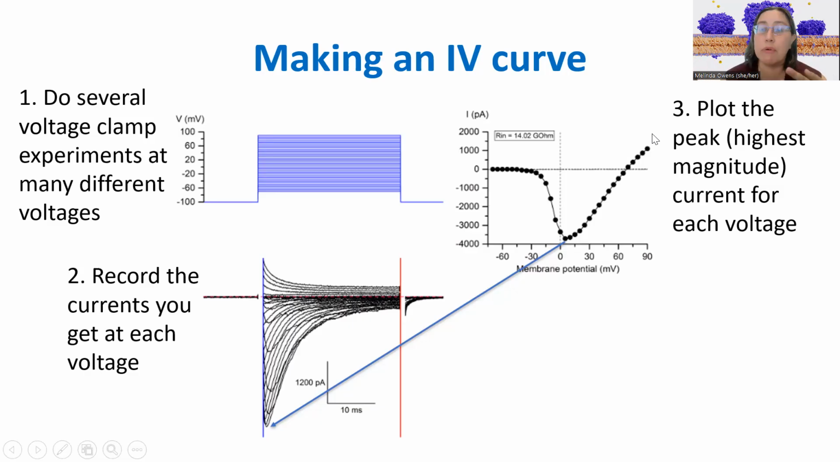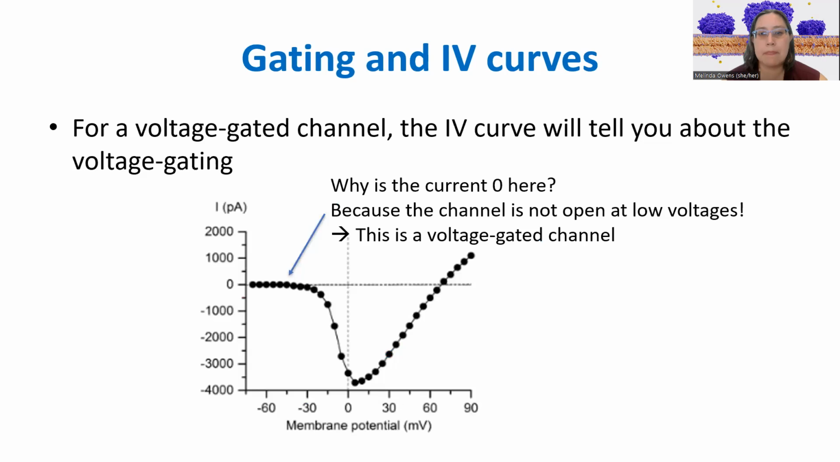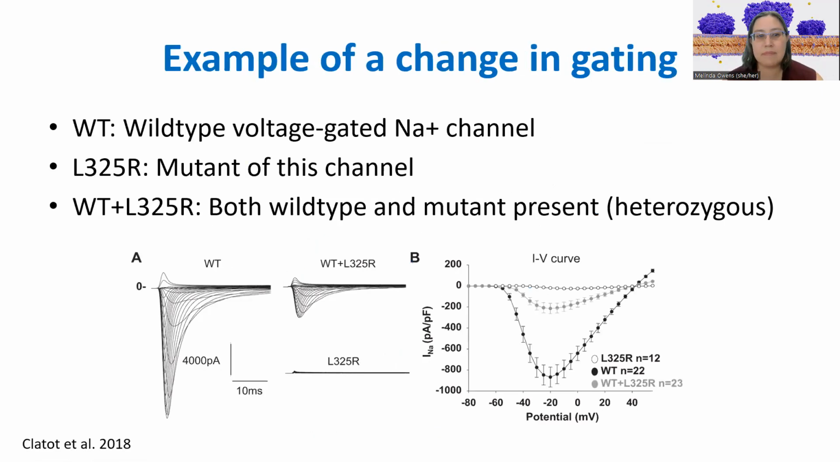So this is again showing that this channel is voltage gated. It opens at high voltages. Okay. And just to reiterate that, why is the current 0 over in here? It's because the channel is not open at those low voltages. This is a voltage gated channel.